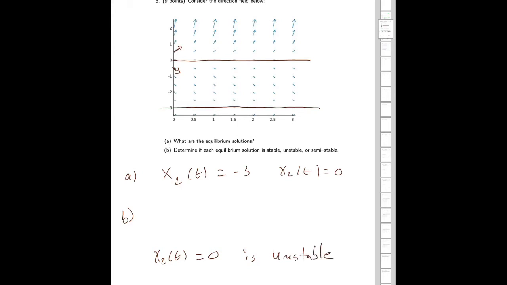Now if I look at x1 of t equals -3, this is actually a little bit difficult to tell on this picture, but these arrows are actually going up here. You can just barely see them. And these arrows here are going down. So if you start a little bit below -3, the solution will go up to -3. If you start a little bit above -3, the solution will come down to -3. So this is stable.